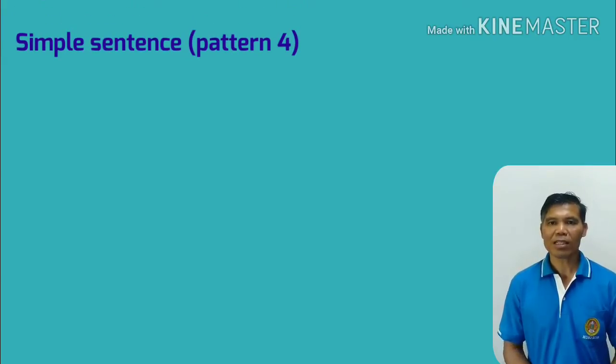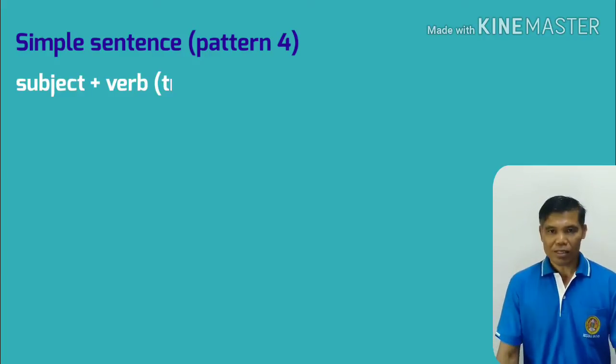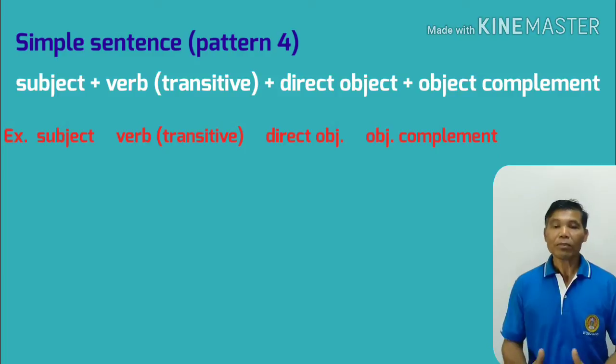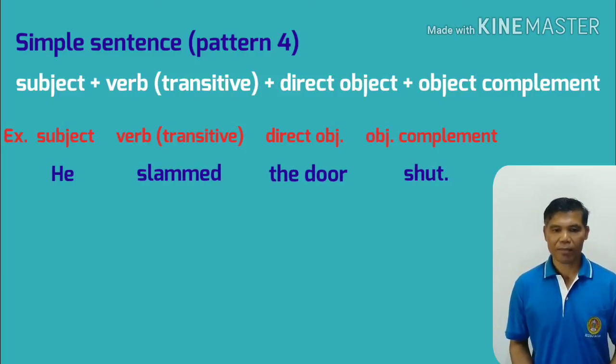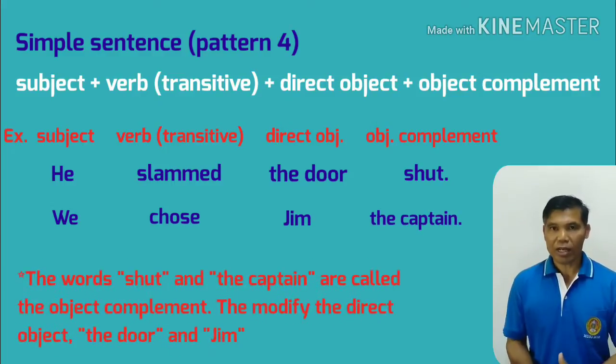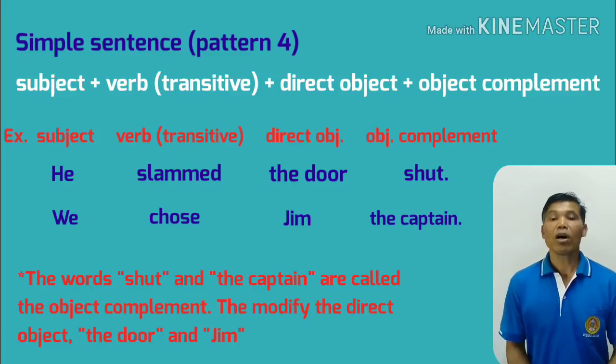Next, simple sentence pattern 4. The structure goes like this. Subject followed by a verb, a transitive verb, followed by a direct object and an object complement. For example, he slammed the door shut. We chose Jim, the captain. The words shut and the captain in the examples are called object complements. They modify the direct objects, the door, and Jim.